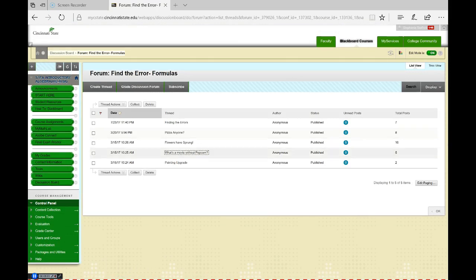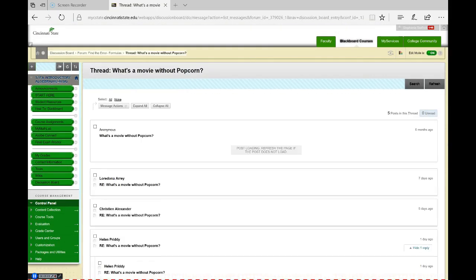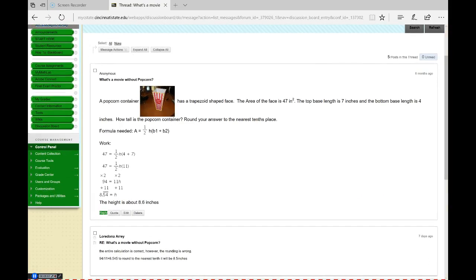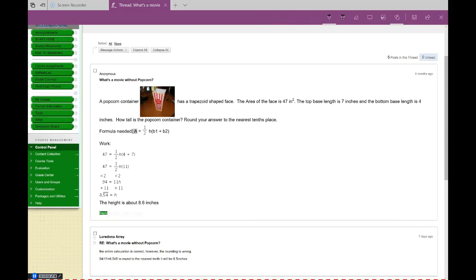All right, what's a movie without popcorn was your third. So for this one, I give you the formula for finding the area of that trapezoid of that front part of the popcorn. So it says the base is 7 inches, the height is 4.